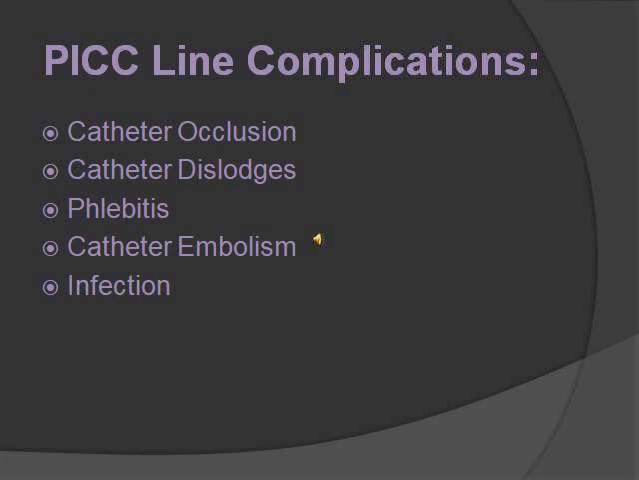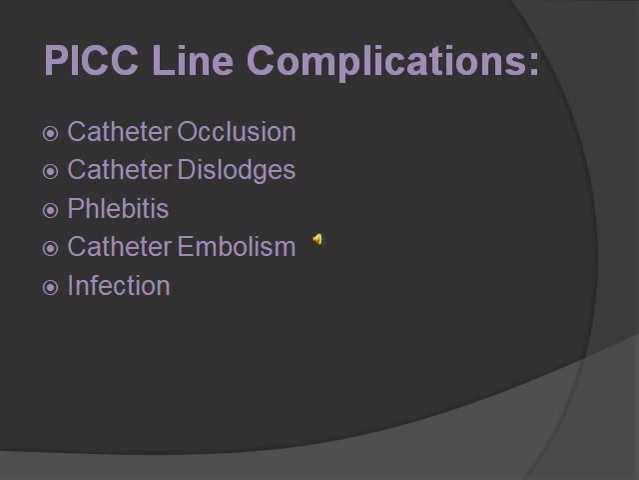The next one is a dislodged catheter. So you're going to want to assess for blood return just like before, and if there's any discomfort in the jaw, chest, or ear, then you want to tell the healthcare provider because it could mean that it dislodged. The next one is phlebitis like we had before, and just like we said before, you're going to apply heat and stop if it doesn't help.